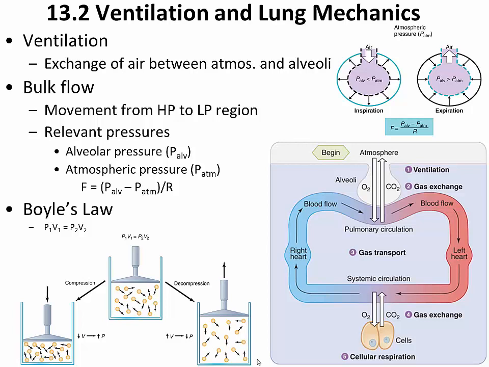When you inhale, you're increasing the volume, just like we've done on the right-hand side of this diagram that I'm pointing to now. We've decreased the pressure, which means that the alveolar pressure is lower than the atmospheric pressure and air rushes in. When we exhale, we are compressing our thoracic cavity and we're decreasing the volume and increasing the pressure so air rushes out.